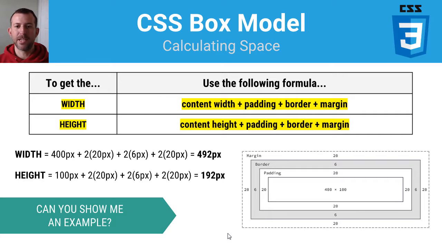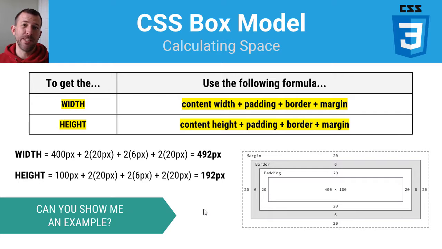To calculate the space, I have an example here. Let's say I have the box down below. It has content, padding, border, and margin. In order for me to calculate the width and height of this element, all I have to do is sum up each one of the pieces. So for width, I have 400 for my content. I have 20 pixels of padding on either side. I have 6 pixels of border on either side, and I have 20 pixels of margin on either side. When I sum all that up, I get 492.